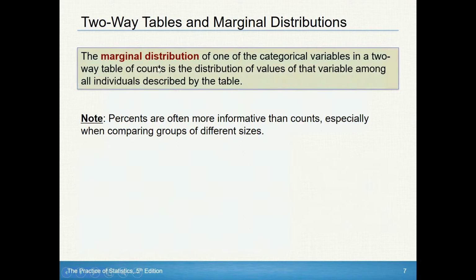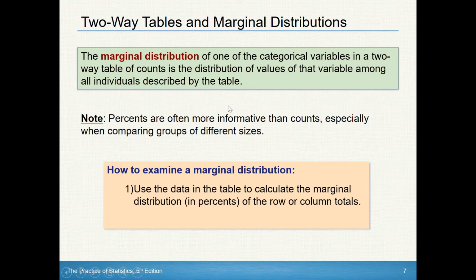So the definition up here: the marginal distribution of one of the categorical variables in the two-way table of counts is the distribution of values of that variable among all individuals described by the table. And it says percents are often more informative than counts. That's generally a rule of thumb that we want to stick with. We want to keep always looking at the percentages, or proportions, not the counts.